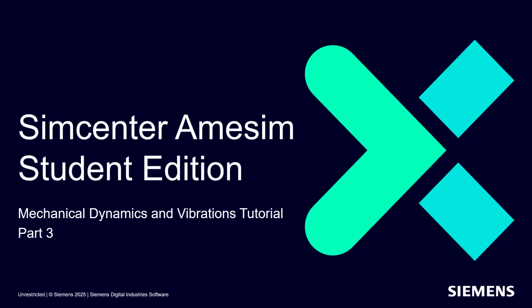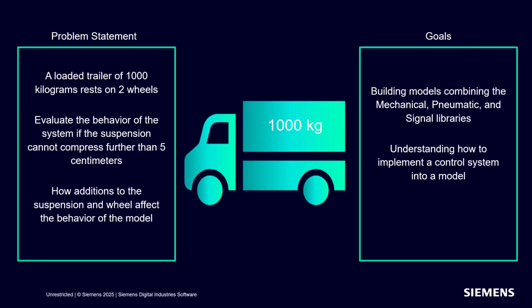Welcome to a SimCenter AimSim Student Edition tutorial covering machine dynamics and vibrations. The problem statement for this tutorial is the same as the past two parts of this series, with new goals being seeing how components from the mechanical, pneumatic, and signal libraries are all incorporated into a model, and understanding how to implement a control system into a model as well.